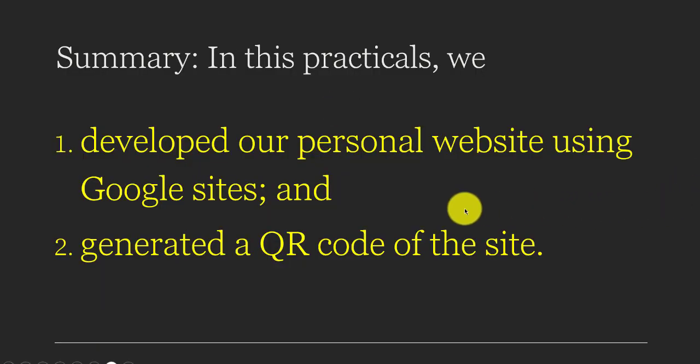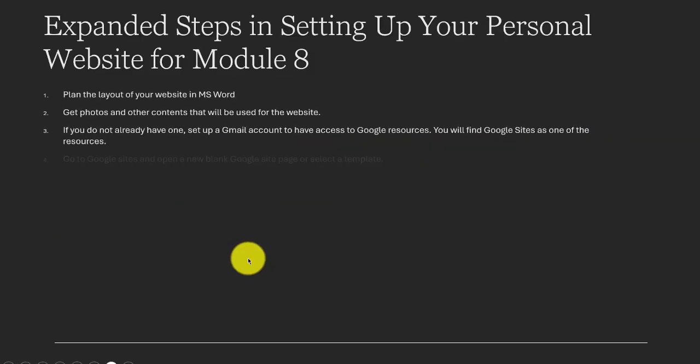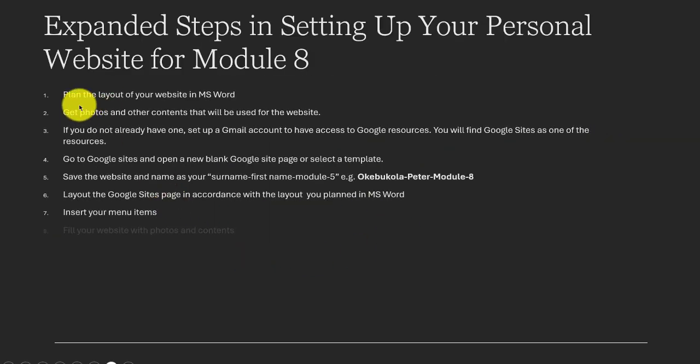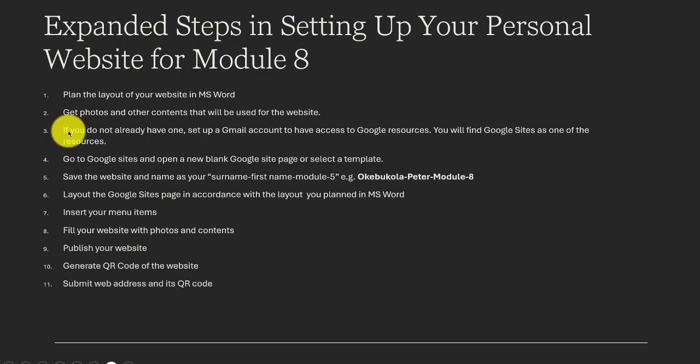So let's summarize our work so far. What did we do by way of these practicals? We developed a personal website and we used Google Sites, and then we generated a QR code for the site. Now let me give you the expansion of the steps again. We planned the layout in Word. We got photos and other contents.